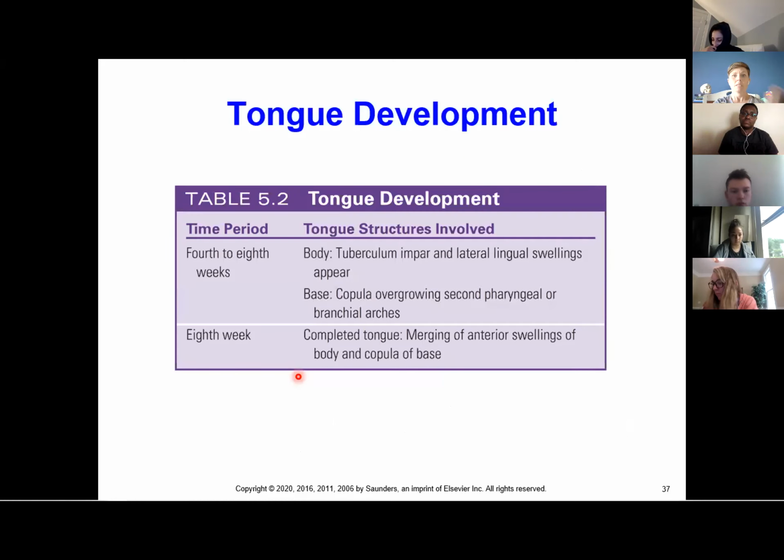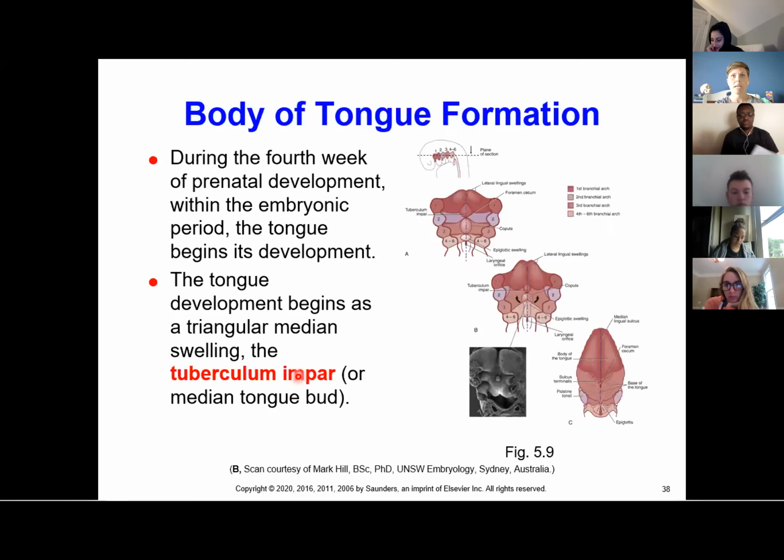So here is another chart, 4th to 8th week. You get the body, which is the tuberculum impar, and the lateral lingual swellings appear. And then the base is the copula, which is overgrowing the second pharyngeal arches. And then at the 8th week, you have your completed tongue, the merging of the anterior swelling of the body and the copula of the base. So we'll get into that a little bit next, I think, in this picture.